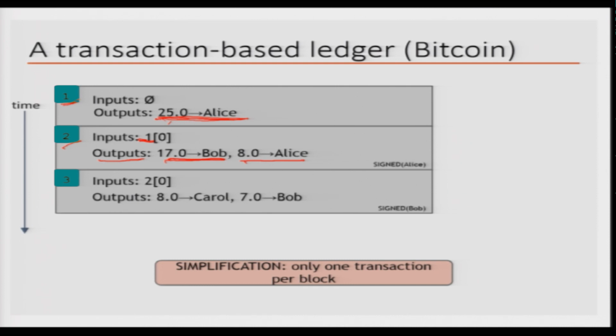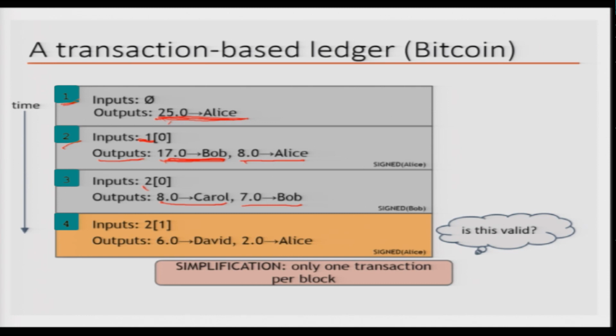Now the next time there is a transaction, in this case Bob is making the transaction. Bob refers to transaction number 2 and entry number 0 in the outputs of transaction number 2, which basically gave him 17 coins. Out of these 17 coins, he gives 8 to Carol and gives 7 coins to one of his change addresses. So now Bob has given Carol 8 and himself back 7.